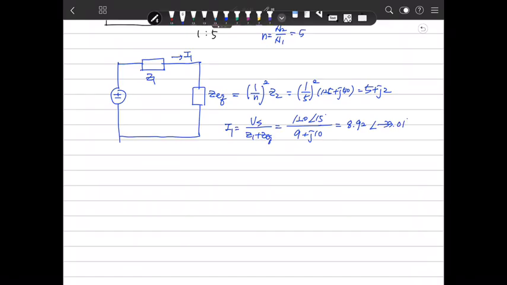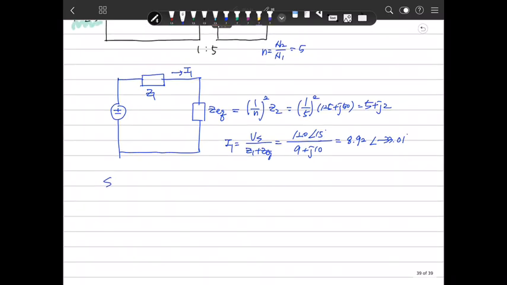From here, we need to know the power. The S supplied by the source is half Vs I1 conjugate. Then half Vs is 120 at 15 degrees, and the current conjugate is 8.92 at 33.01 degrees. So there is the complex power provided by the source.